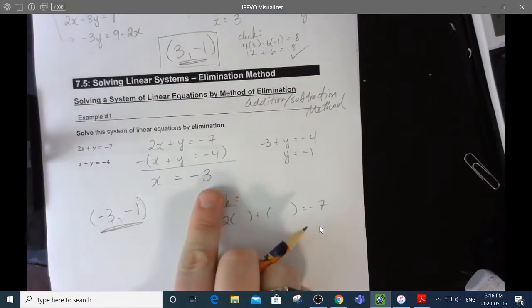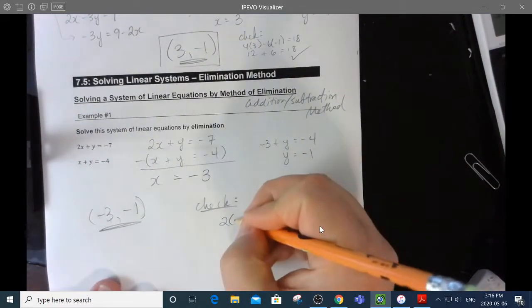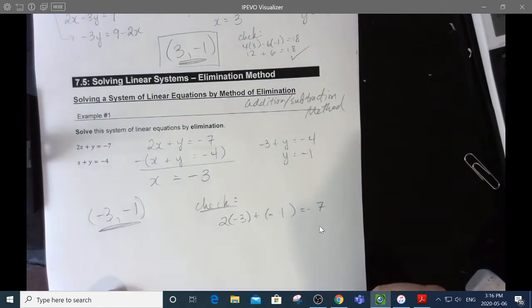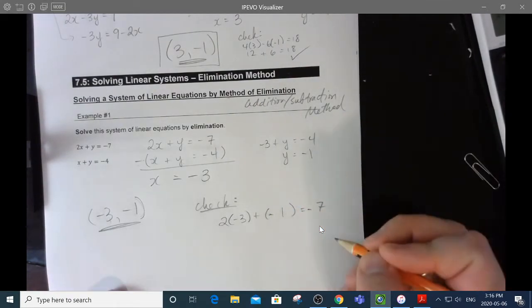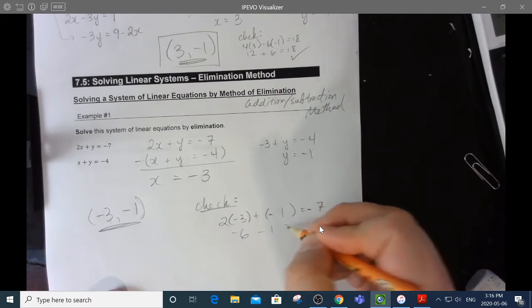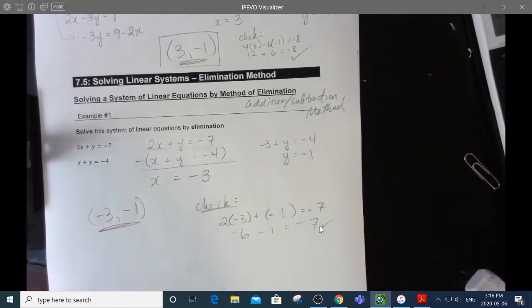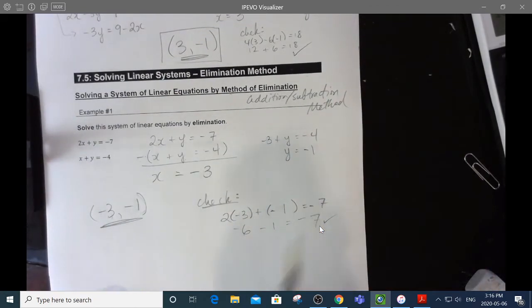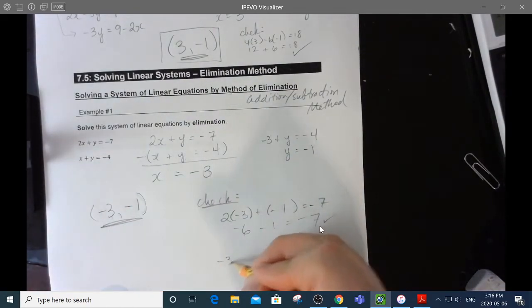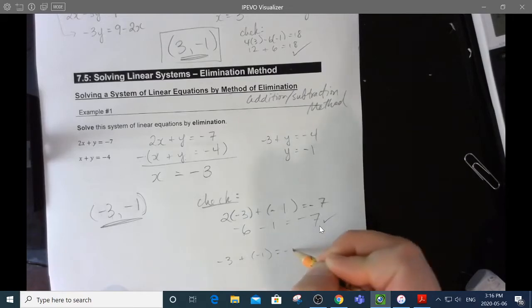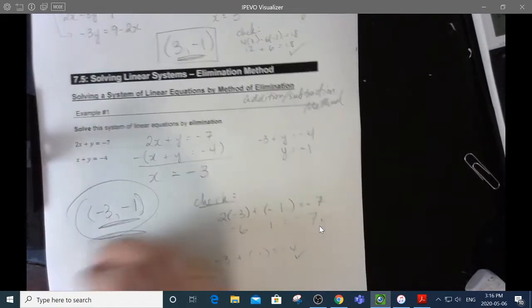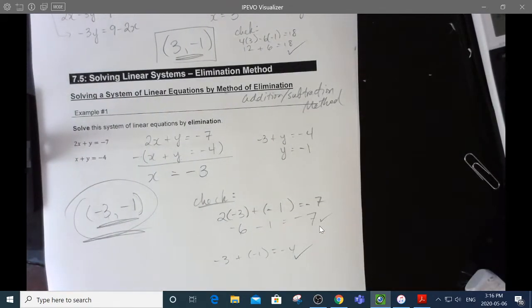Okay, so I think x is -3 and y is -1. So 2 times -3 add -1 should equal -7. And that's actually working now. -6 minus 1 does equal -7. That's true. You know what? Just to make sure, since I did goof this up the first try, I'll try the other equation too. X plus y is -4. Yep. I am 100% sure that that's the right answer now.